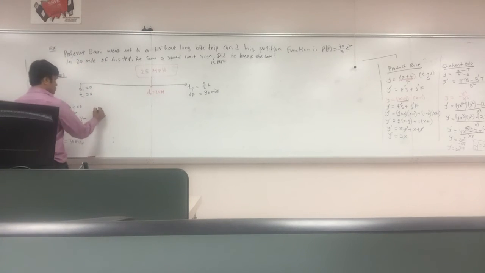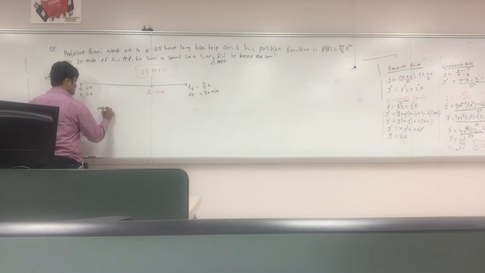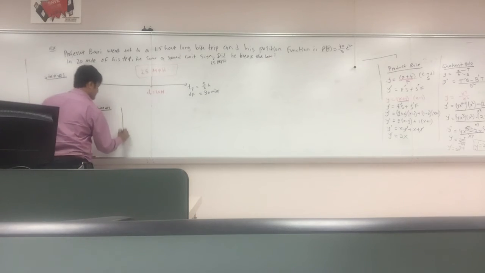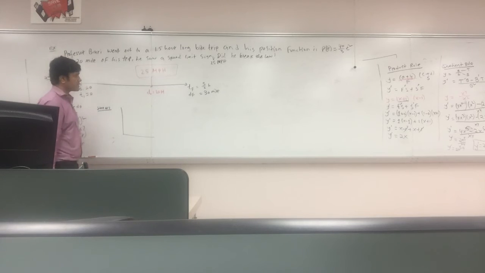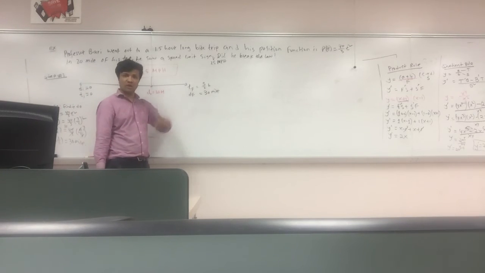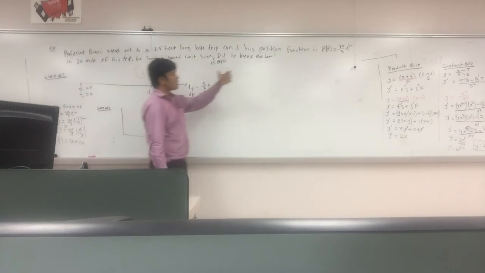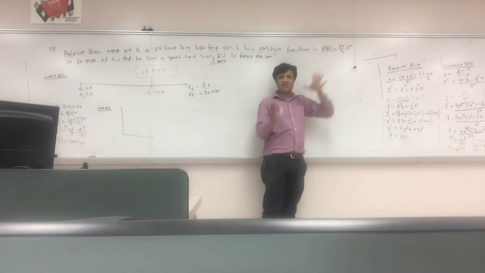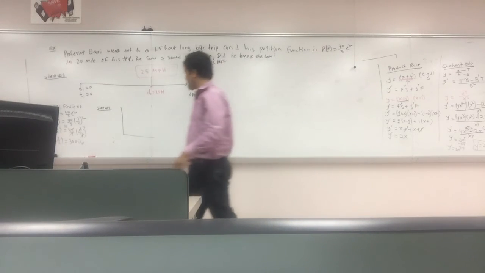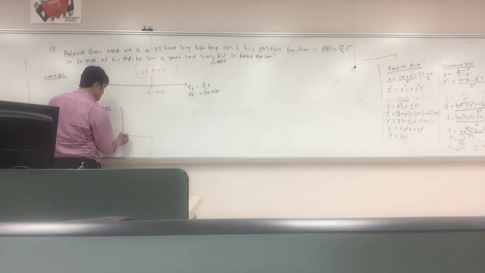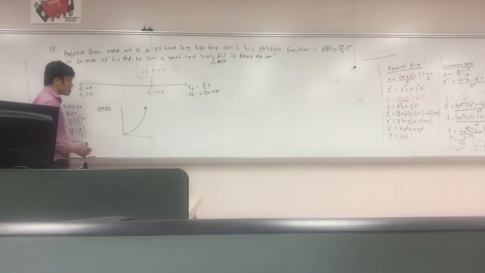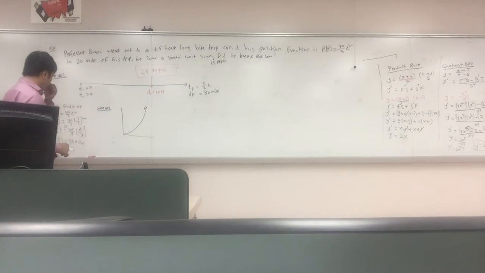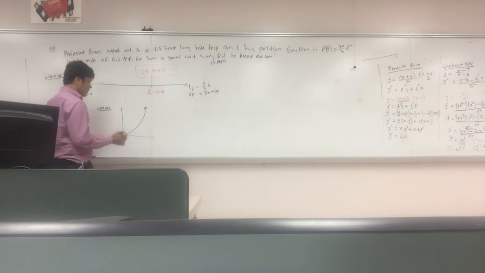Then step 2, graph it. We know that this is some kind of a parabola, because of the t squared. The degree 2 tells us it is a parabola. So let's draw a parabola. Okay. Now we know that the time it took is 1.5.